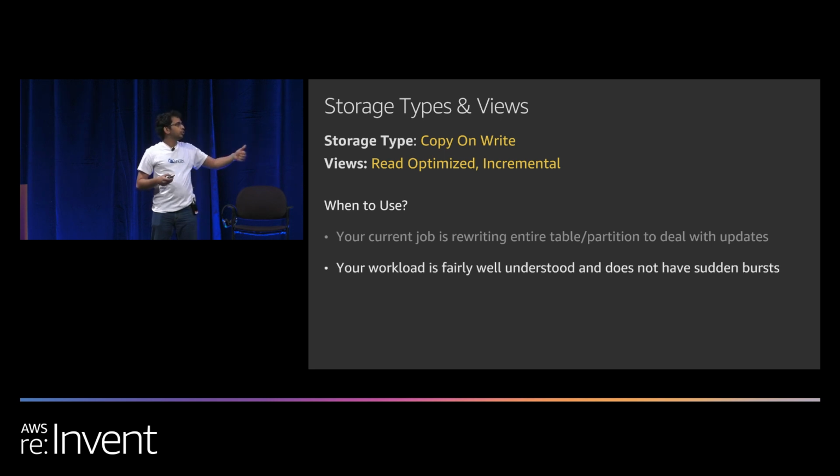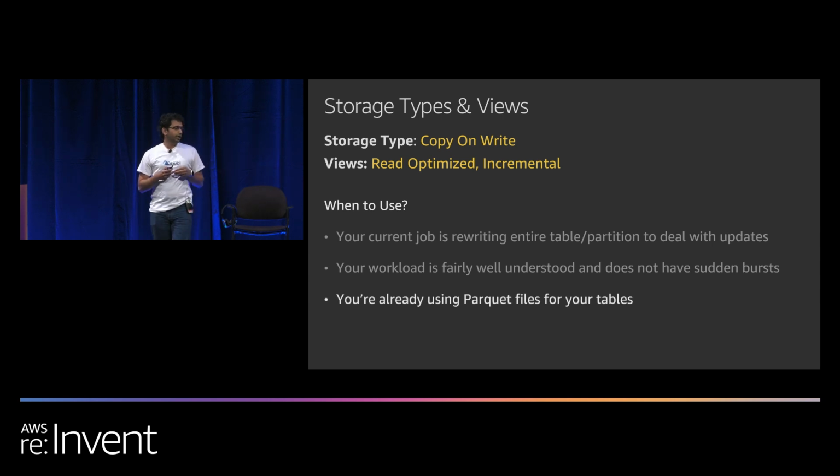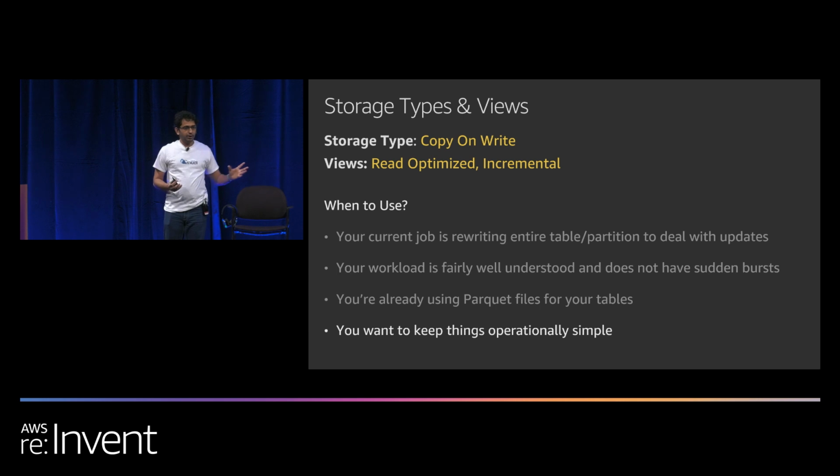But in order to do so, make sure your workload is fairly well understood, because if you have sudden bursts in the workload, you can imagine that you'll suddenly be versioning a lot of files, and then you can kind of degenerate towards what you're doing today, right? And if you're using Parquet files today for your tables and you want to keep it simple, have a model, essentially a batch job which just does a faster job of updating and managing data, copy on write is the simplest choice that you can pick out of the box, right?